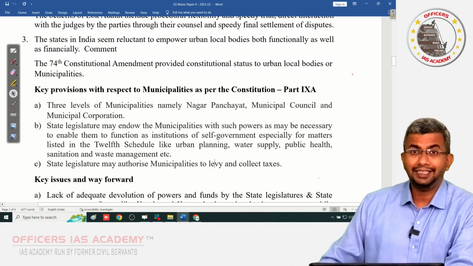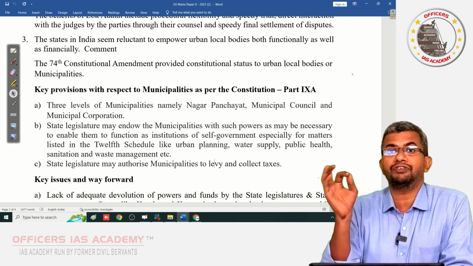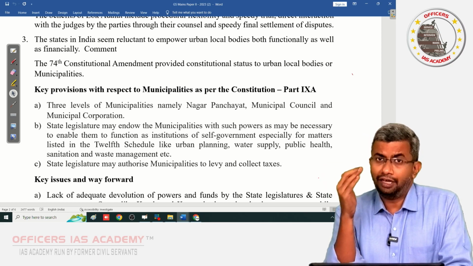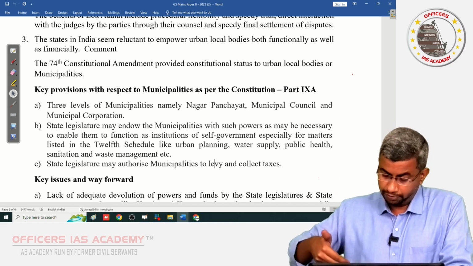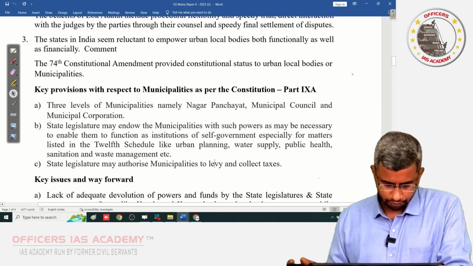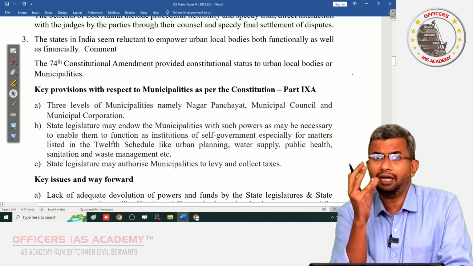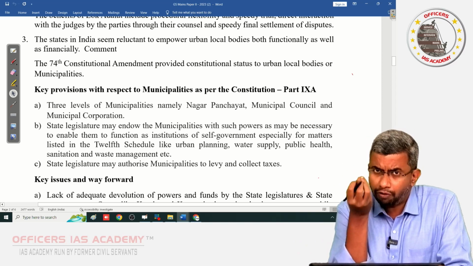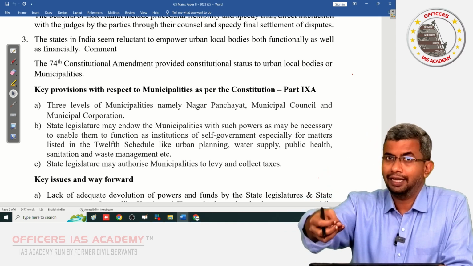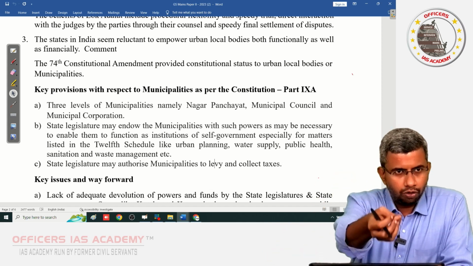Then: the states in India seem reluctant to empower urban local bodies both functionally as well as financially. Comment. So this is primarily about urban local bodies, right? And here, in fact, I would have brought it out in the key issues: Smart City, SPVs, etc. In the first part, write about the provisions of the Constitution, and then write about what the issue is, why they are reluctant, and what is the way forward as per the Second Administrative Reforms Commission. The key provision is urban local bodies or municipalities.